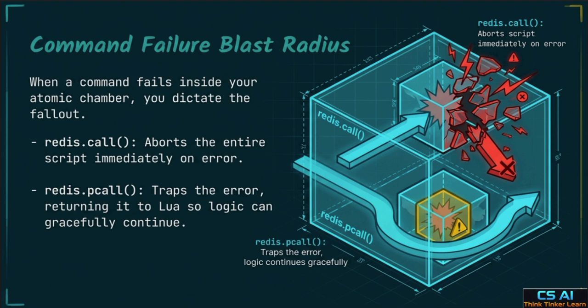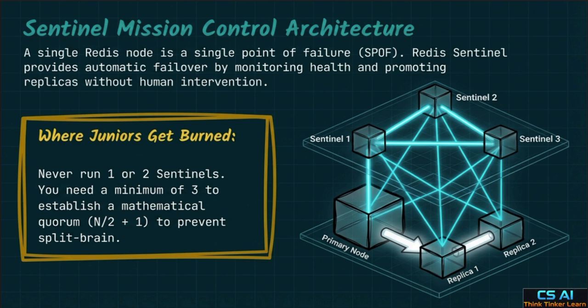For high availability, a single Redis node is a single point of failure. Redis Sentinel provides automatic failover, but never run just one or two Sentinels. You need a minimum of three to establish a mathematical quorum, N/2 + 1, to prevent split brain, where different nodes think they are the primary.